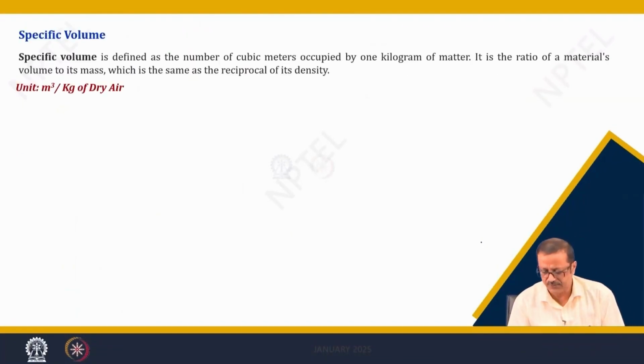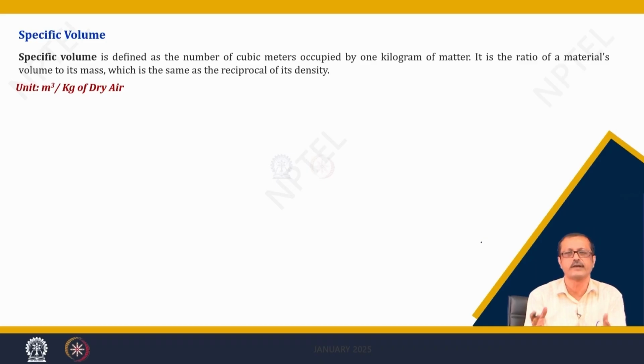So, next is the specific volume of the air. That is a very straightforward definition. It is how many meter cube of air is there in 1 kg of the dry air. You can say it is the reverse of the density. Density we sometimes say is kg per meter cube; specific volume is just the opposite, meter cube per kg. So, how many meter cube of volume is the air occupying if the air weight is 1 kg.